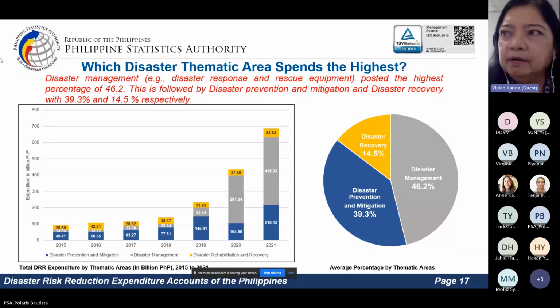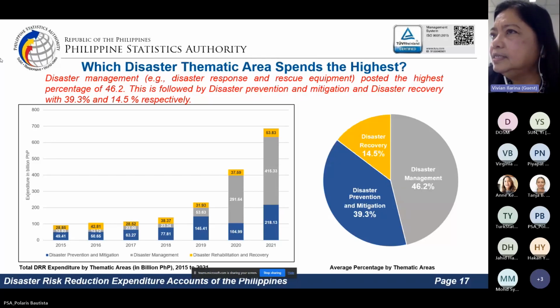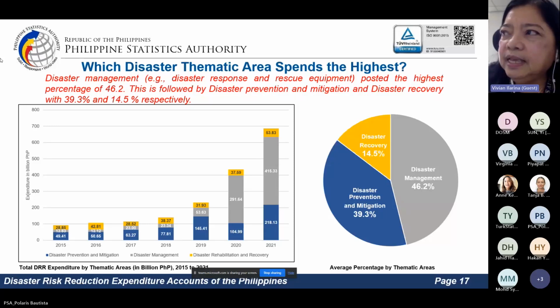Out of the total 687.21 billion, 46% of that is used for disaster management. So we spend a lot on trying to plan and manage disasters, to make sure they are prevented, and also to make sure that we recover easily. After disaster management expenditure, the next highest spending is on disaster prevention and mitigation, and then spending on disaster recovery, by 39.3% and 14.5% respectively.